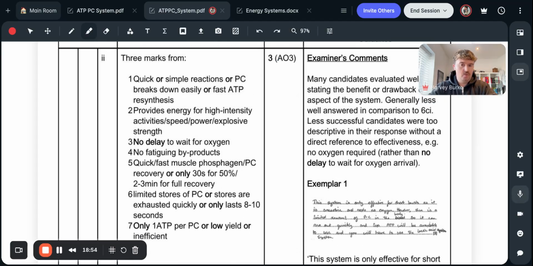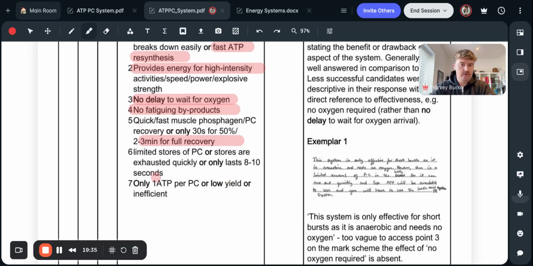And then this is the evaluation of it. So the good things: it's a quick reaction, or it allows you to resynthesize ATP rapidly. That allows you to work at a high intensity. It's anaerobic, so there's no delay waiting for oxygen to be delivered to the working muscle. There's no lactic acid production, which is a good thing. And this is the point about the resynthesis of the phosphocreatine, the fuel source. It only takes 3 minutes to fully replenish all of your phosphocreatine. So that's a positive as well.